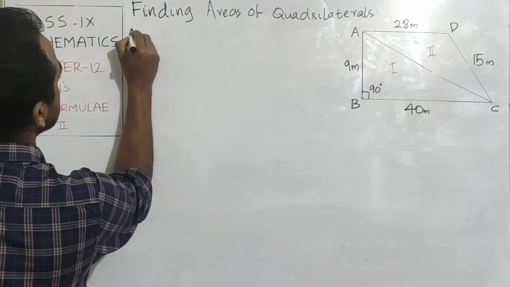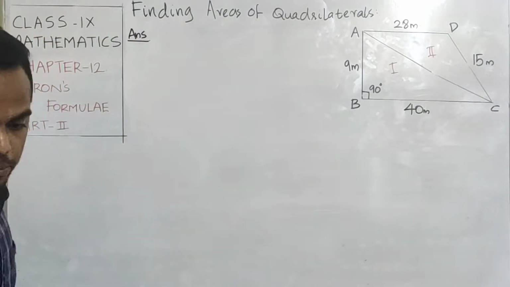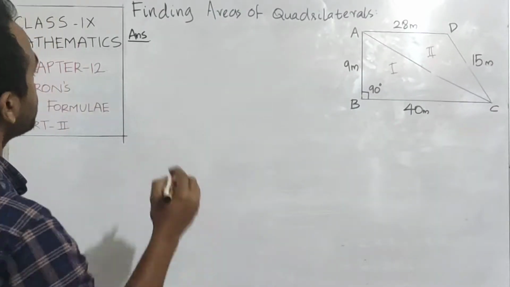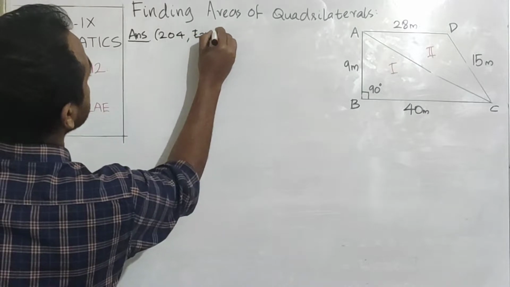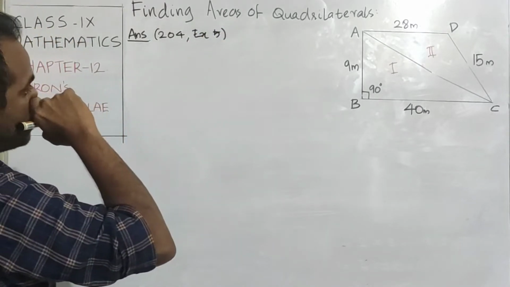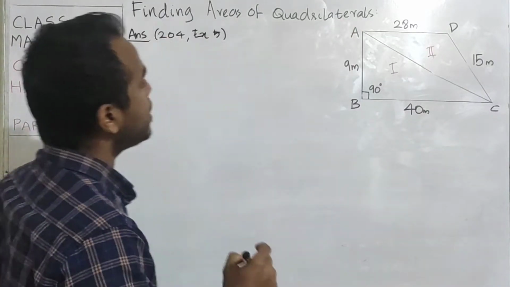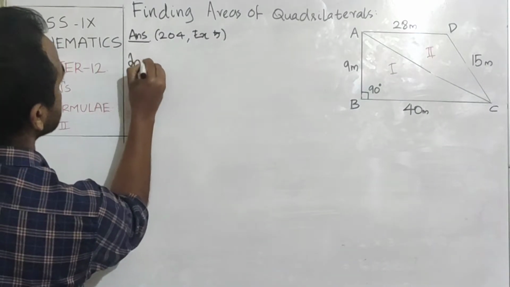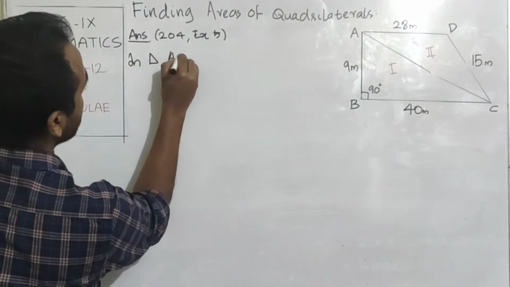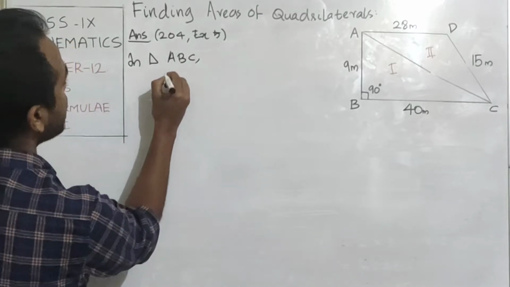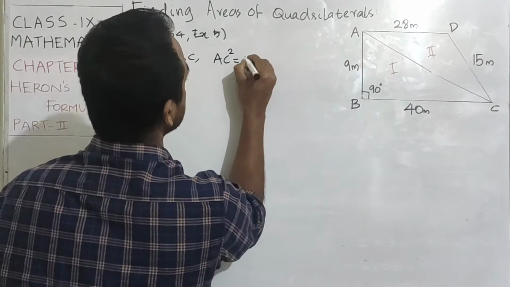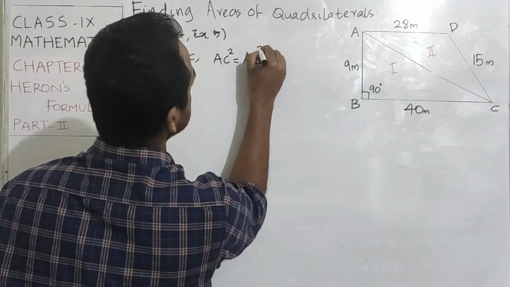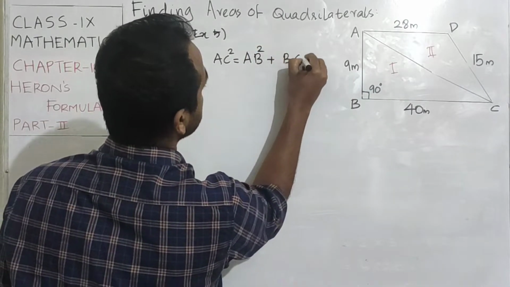So let's write the answer. This is the question, example 5 in page number 204. Let's try to write the answer. We need to find AC. So we'll write, in right angle triangle ABC, we can find AC square is equal to the sum of the squares of the remaining sides, that is AB square plus BC square.